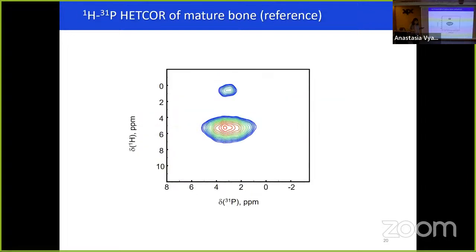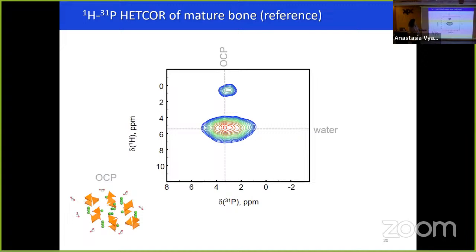Firstly, we look at the reference, mature bone. It consists of two signals, but under assignment we see that the dominant signal results not from hydroxyapatite, but from another calcium phosphate, octacalcium phosphate. The correlation to the water or hydroxide peak at 0 ppm is explained by the fact that mineral crystal clusters or crystallites are surrounded by water and also hydroxide. The presence of hydroxyapatite is also found, but in a smaller fraction.